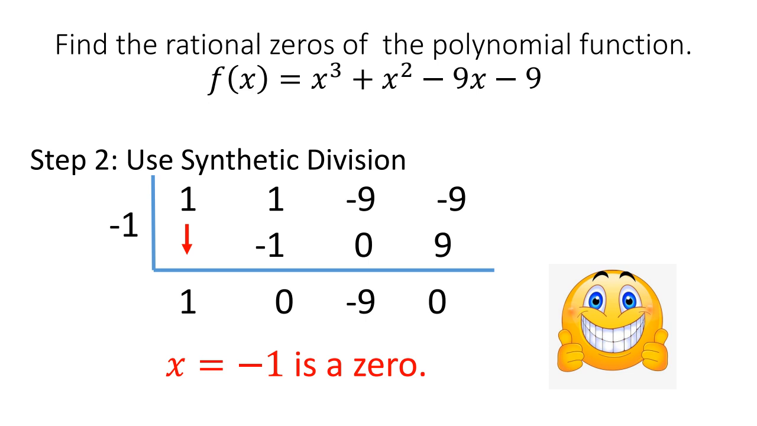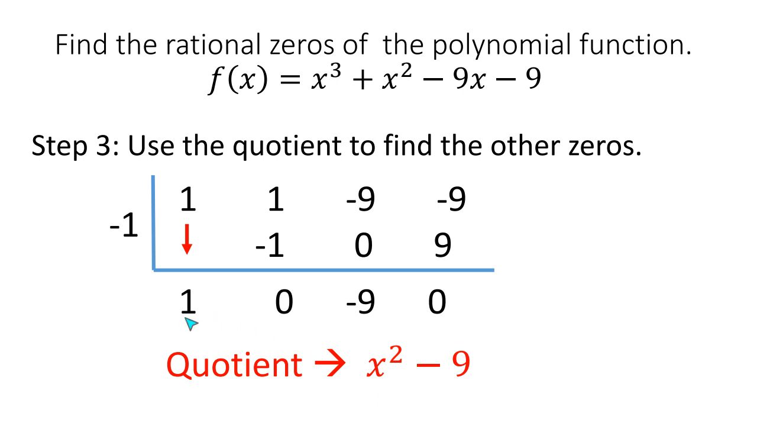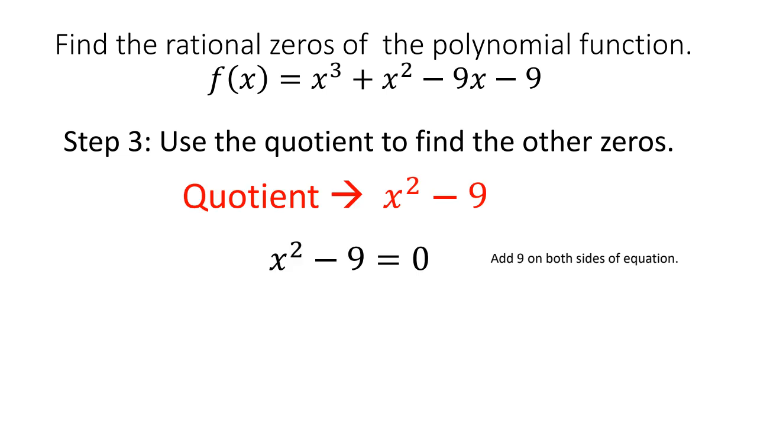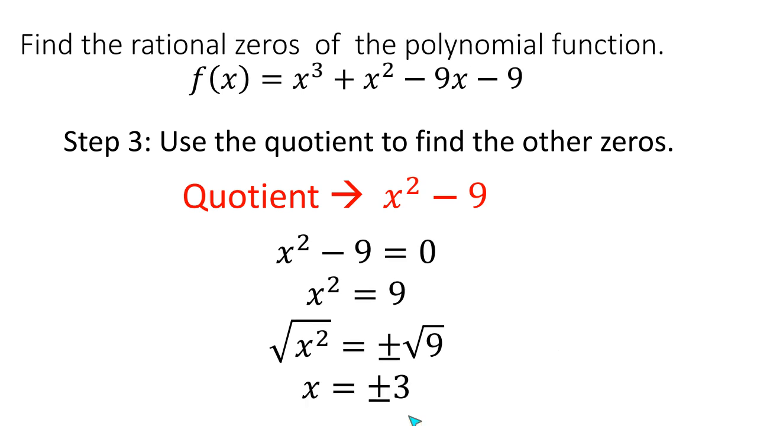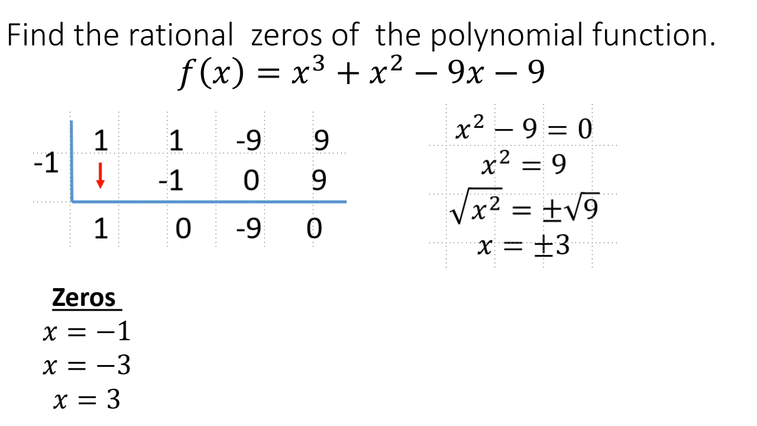And from there, it makes it easier because all we have to do now is take the quotient. So the quotient here is x squared minus 9. Set the quotient equal to 0. So I'm going to add 9 on both sides, take the square root, and we get plus or minus 3. I have a degree of 3, so I should have 3 zeros. And my zeros are 3, negative 3, and negative 1.